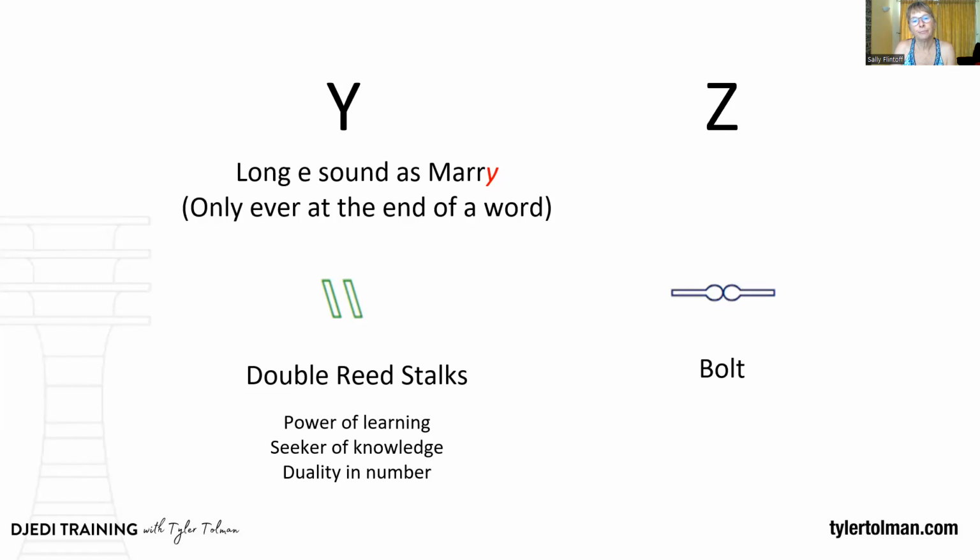Z, this represents a bolt. It's blue. So this is like a bolt that goes over a door, and if you've got a Z in your name, it signifies that you are an opener of closed doors or a revealer of hidden things. So you can show other people things that they're not aware of. You can reveal that knowledge to them because you know it, or you have it somewhere inside of you.